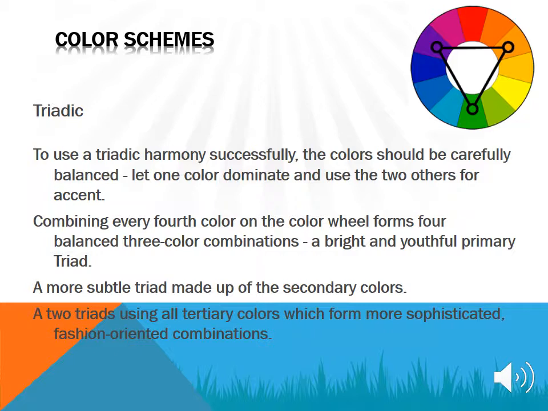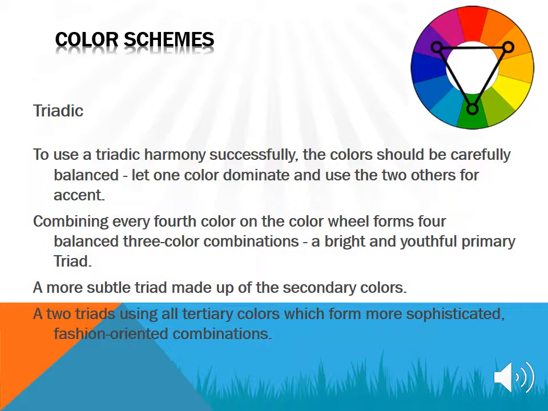To use a triadic harmony successfully, the colors should be carefully balanced. Let one color dominate and use the two others for accent. Combining every fourth color on the color wheel forms four balanced three-color combinations, a bright and youthful primary triad.